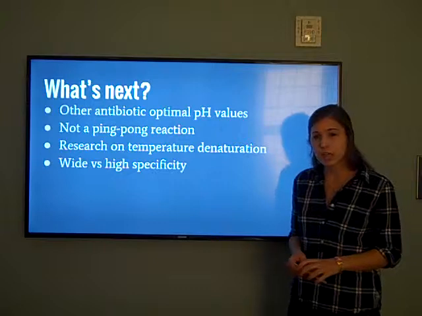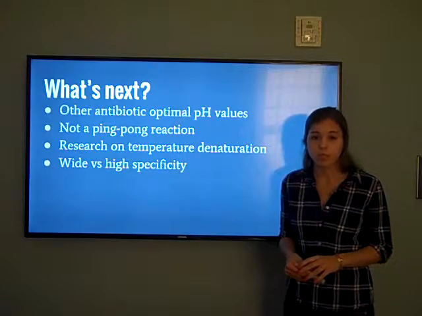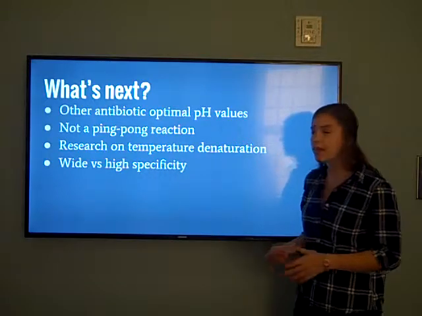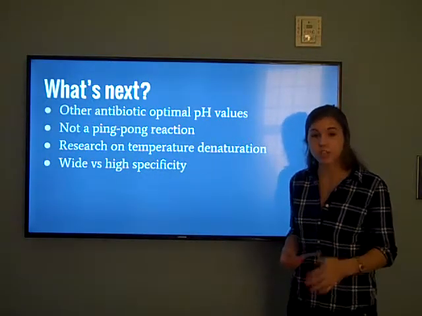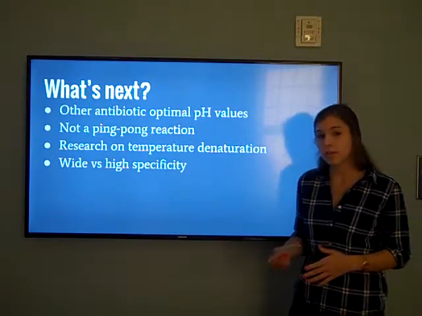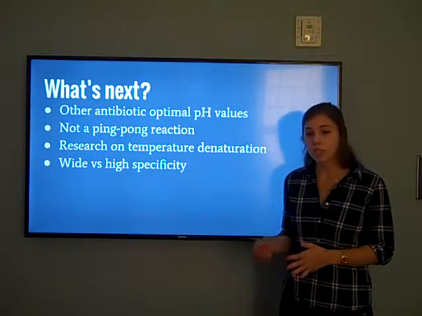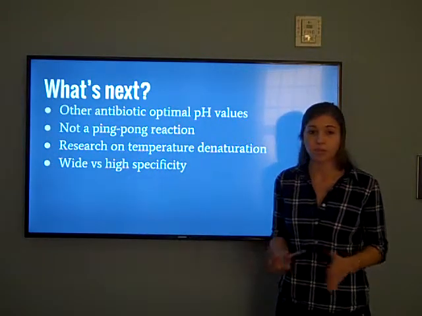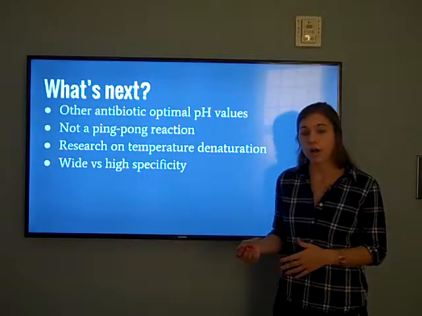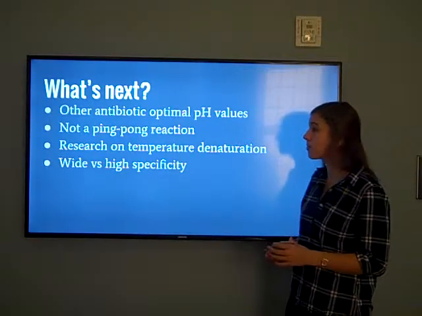So what's next for this study? I thought that they'd be able to test other antibiotics such as Keflex, Bactrim, Cipro, and see if those had optimal pHs to maximize their efficiency. And I think studying to see why it's not a ping-pong reaction and why those steps all happen simultaneously would be interesting. Research on temperature denaturation would be also interesting because they tested all their experiments at 25 degrees Celsius, but maybe changing that to 26 degrees Celsius or 24 could also be more optimal to produce ampicillin. And I think it's interesting why PGA has such a wide specificity instead of a high specificity for one substrate.